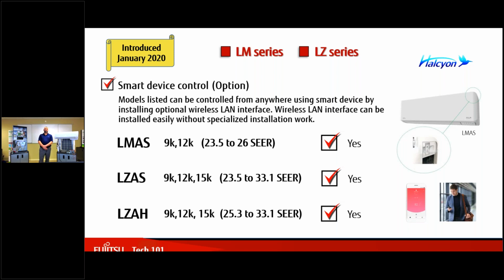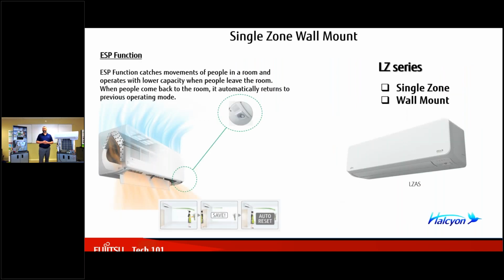We do also have smart device control available with these three systems, the LM, the LZ, and the LZAH. All we have to do is install, which you can see right here in the picture, a little LAN interface box that installs right in the upper right-hand side, right near the control board. That now gives us the ability to control our system from our smart device, iPhone, iPad, or whatever you may be using as a control.